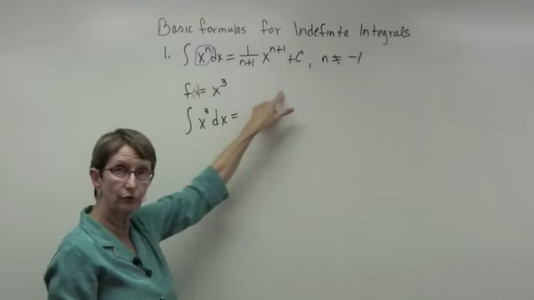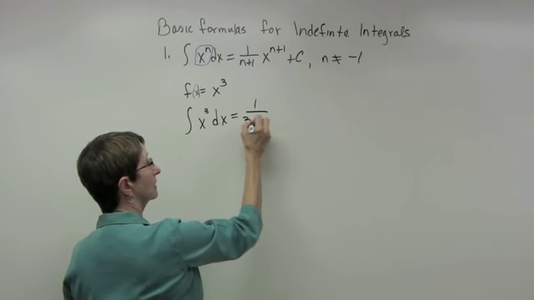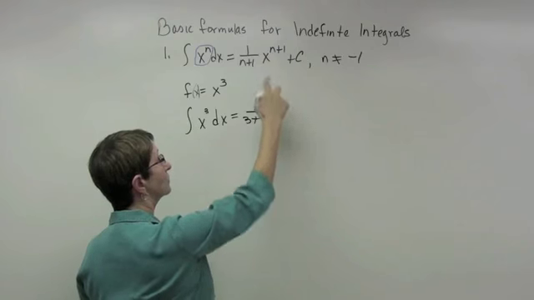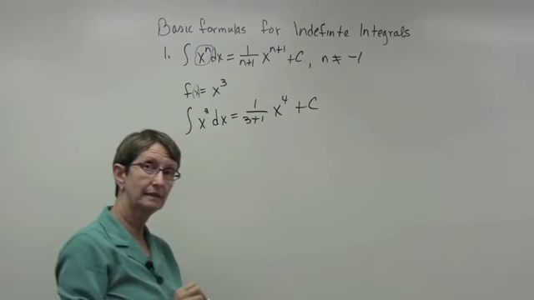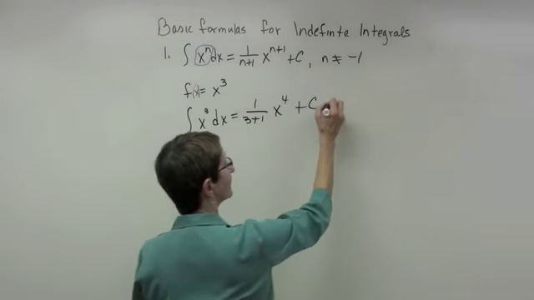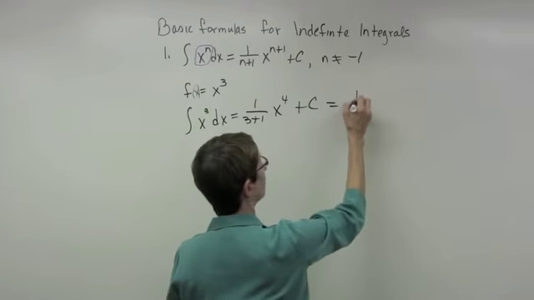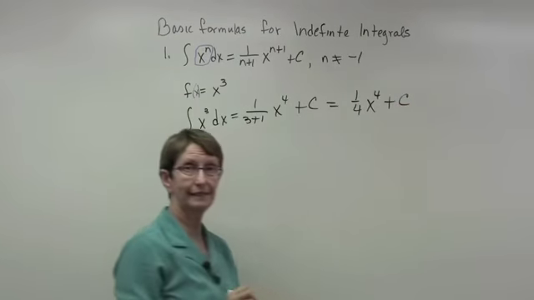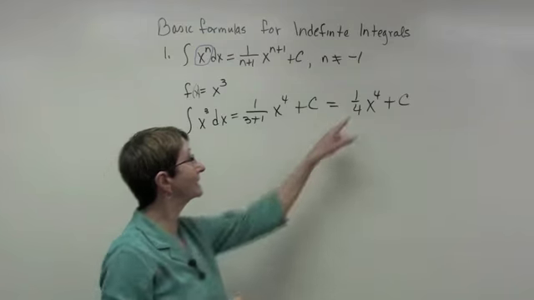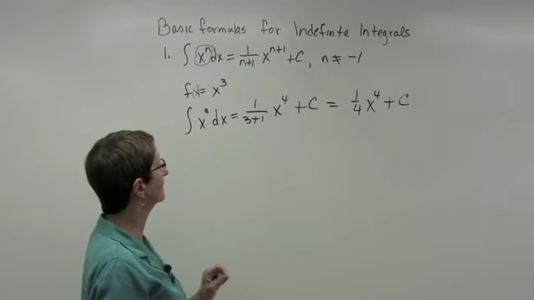So we use the rule for the integral. 1 over 3 plus 1 times x to the 3 plus 1, which would be 4, plus c. So this indefinite integral of x cubed would equal 1/4 x to the 4th plus c. Or you could write it as x to the 4th over 4. Various possibilities for writing these functions.